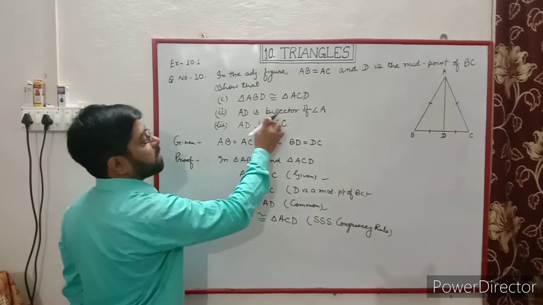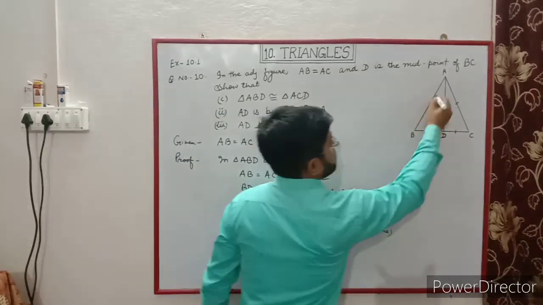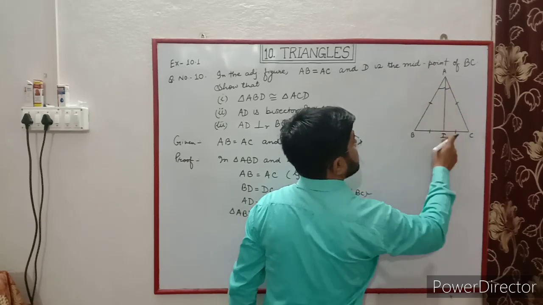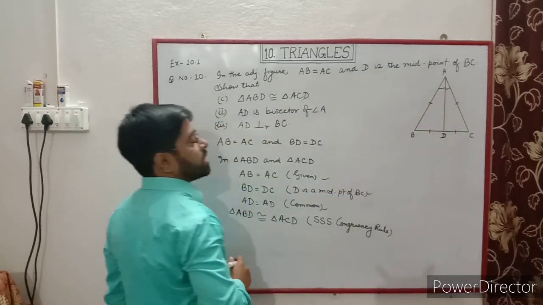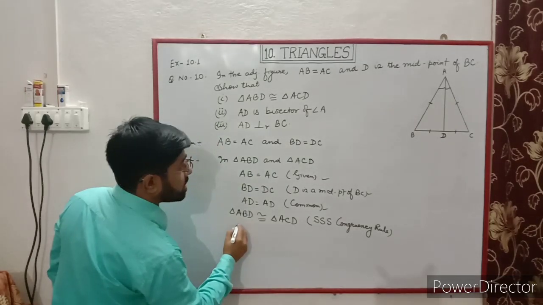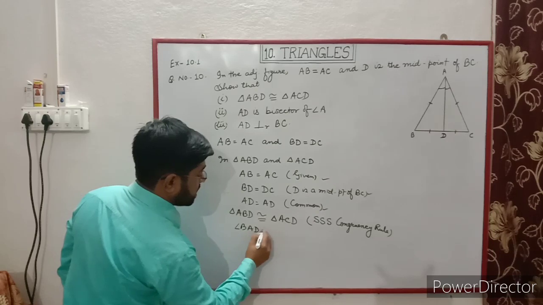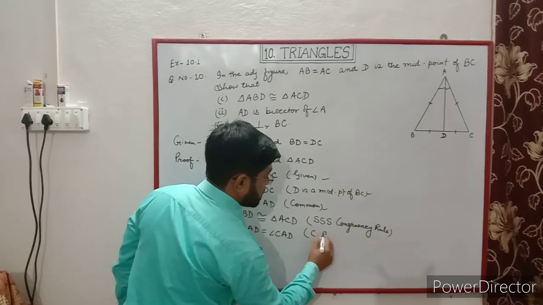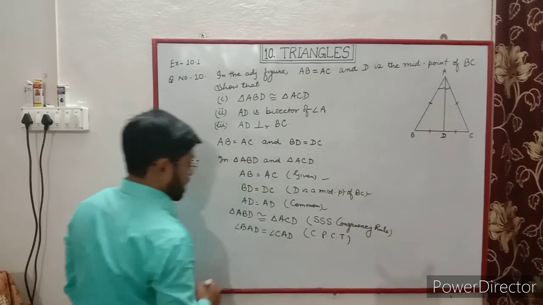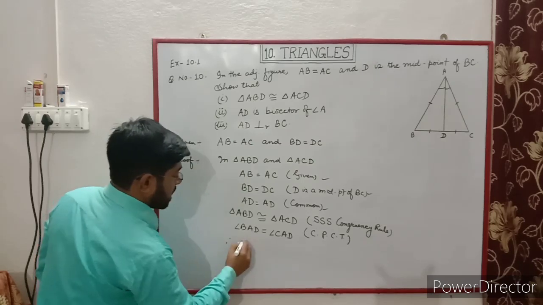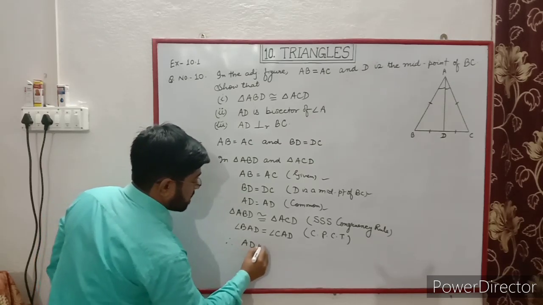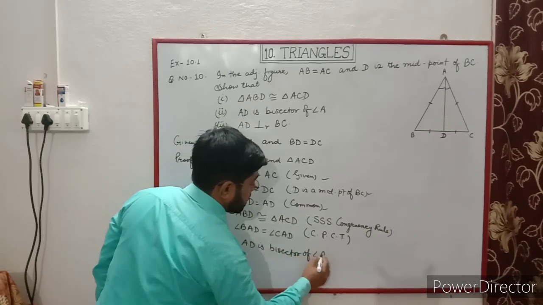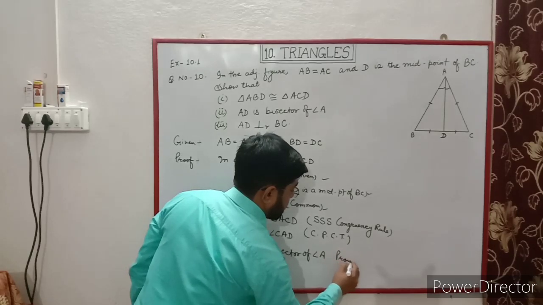Now the second part, AD is the bisector of angle A. So angle BAD and angle CAD are both equal, by corresponding parts of congruent triangles. So angle BAD is equal to angle CAD by CPCT. So we can say that AD is the bisector of angle A. Proved. Second part.